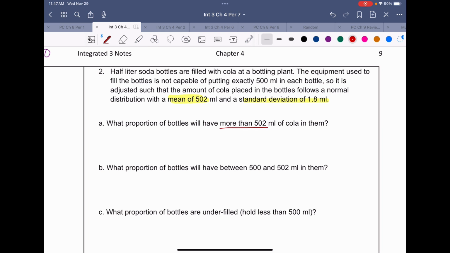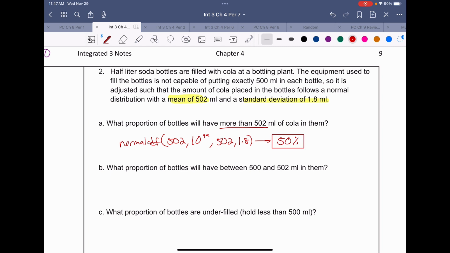More than 502. Normal CDF. More than 502 means 502 is the minimum. Positive infinity, which is 10 to the 99. Even though it's not possible to fill a bottle with infinite Coke, we still use that in the problem. The mean was given and the standard deviation was given. Type it into your calculator, move the decimal twice, and you're going to get 50%.